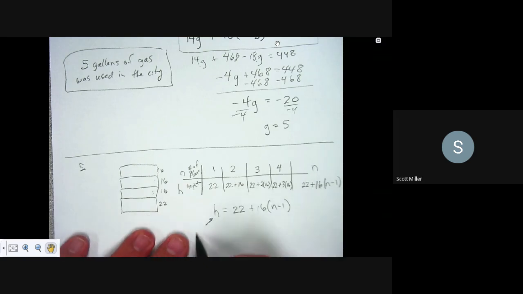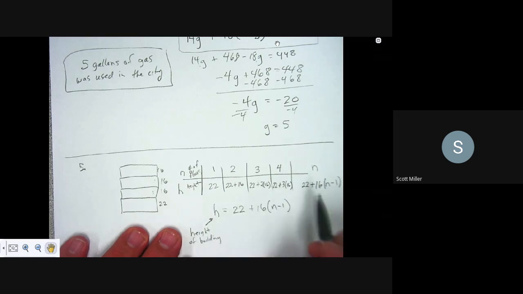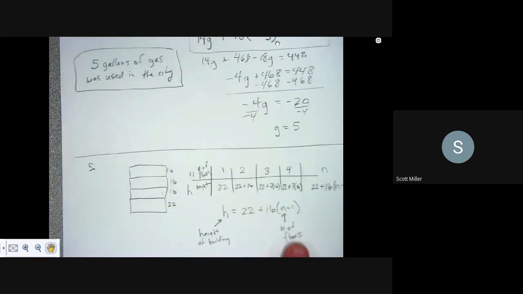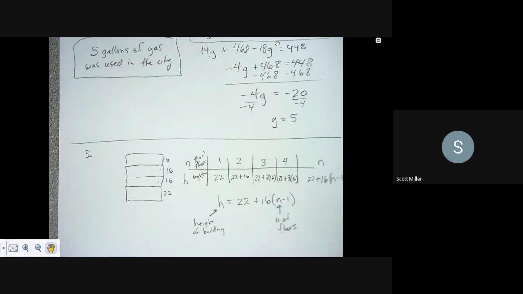This is the height of the building. And the n right here, the n itself is the number of floors. And there you go for 5. Okay?